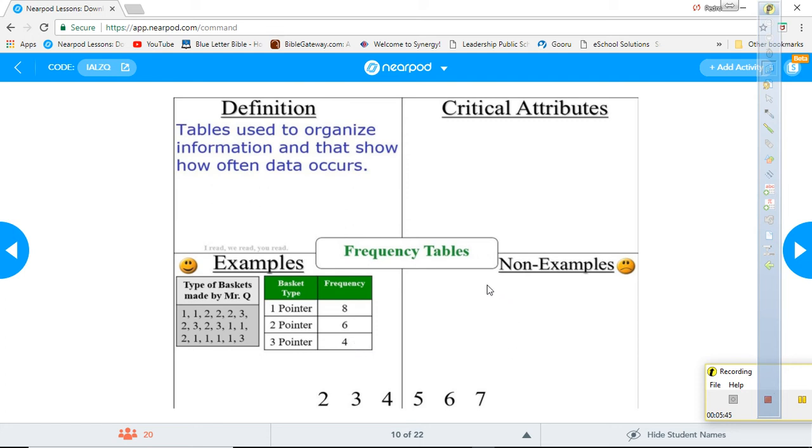Okay? So far so good? Do you understand the difference between just data and a frequency table? The frequency table tells us how often a data occurs, or how many of each data occurs. So by looking at this table, what can you guys conclude? Look at the frequency table. What can you guys conclude about me?